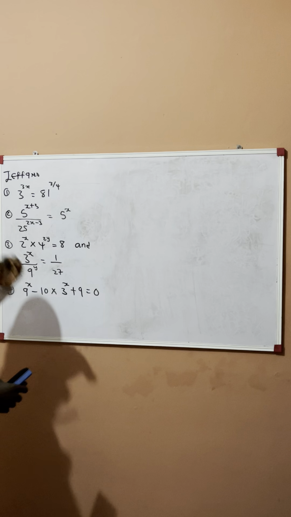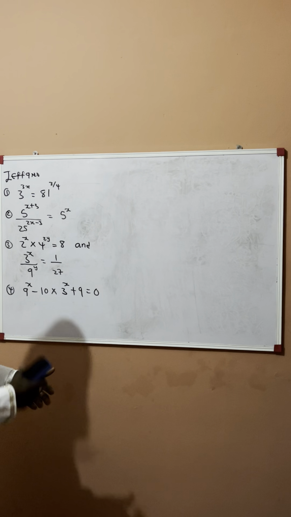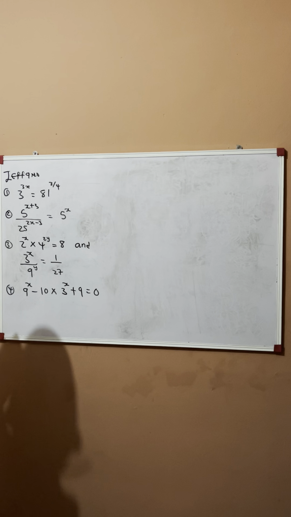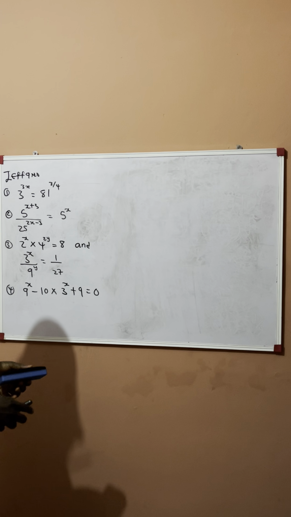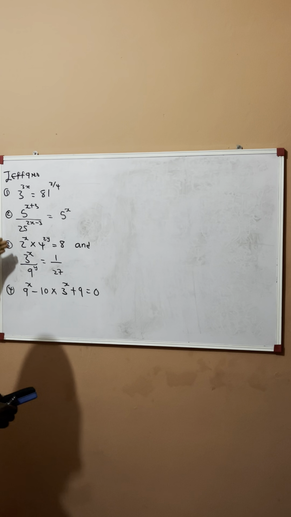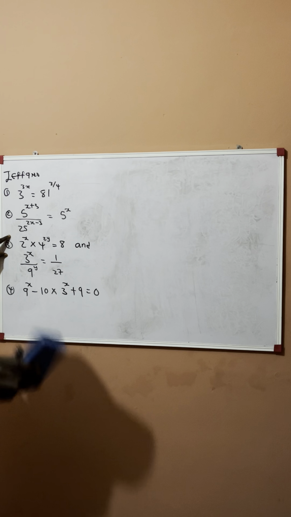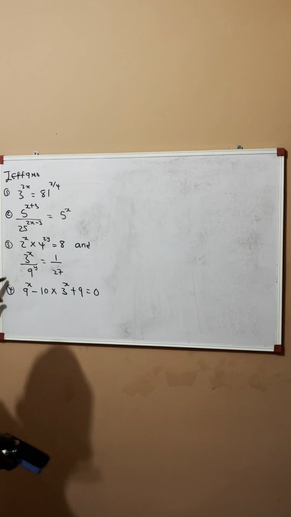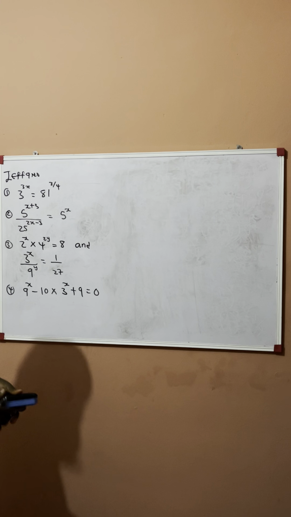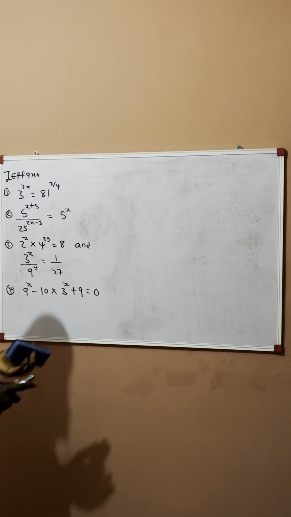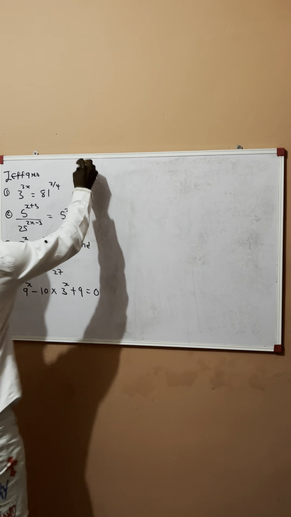And as you can see, we have 4 questions on the board, and we shall be attempting these 4 questions. Number 3 has to do with indices that lead to simultaneous equations, and number 4 has to do with indices that lead to quadratic equations. So let's begin.